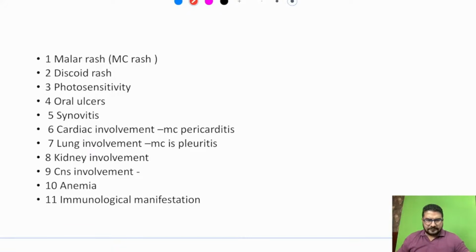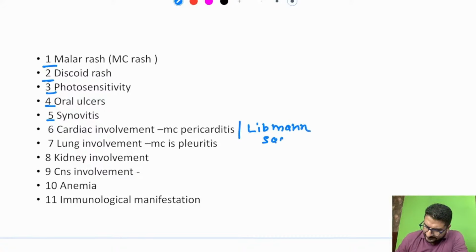Okay, so now let's start our discussion. Let's start with rheumatology first. So let us see, we have a malar rash, a discoid rash. Photosensitivity means whenever the patient goes into sun, this rash will increase. Oral ulcers, synovitis, cardiac involvement, most common will be pericarditis. But in exam, what they ask you is a type of endocarditis, called Libman-Sacks endocarditis.